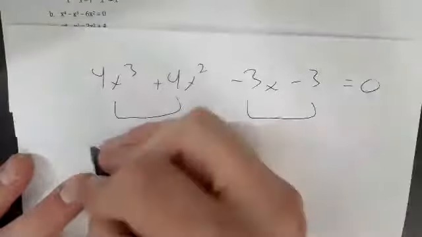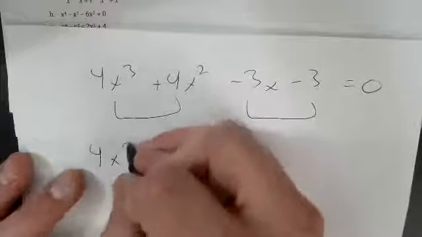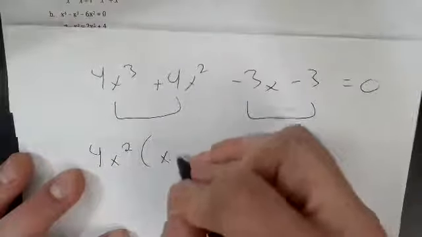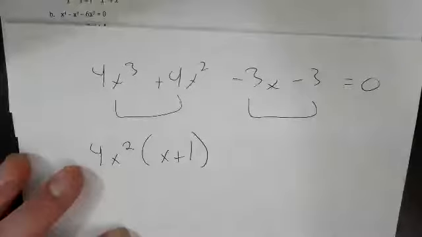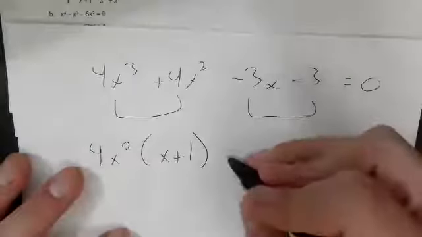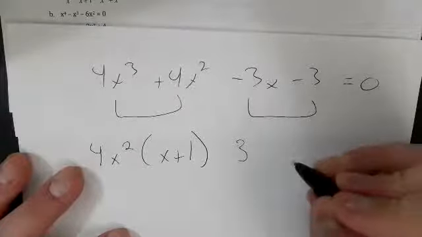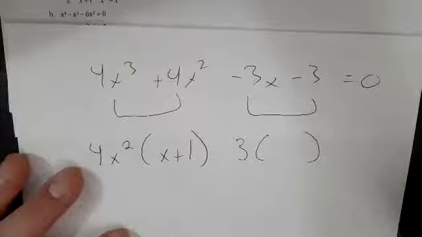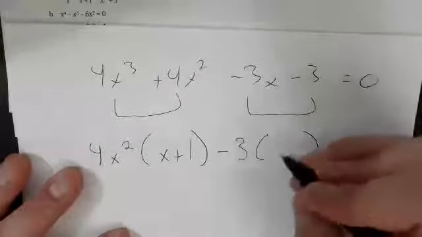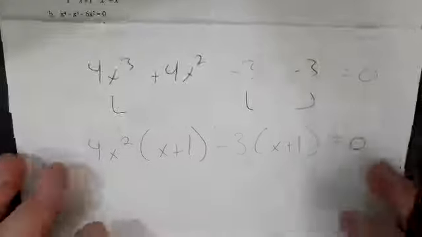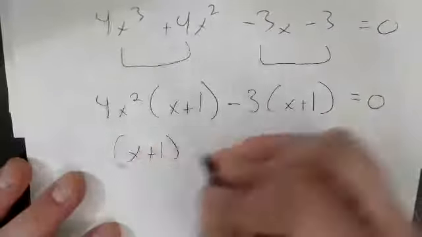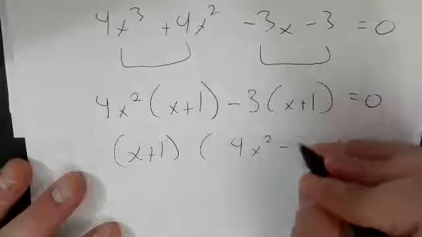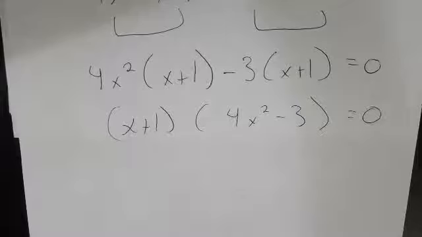And if we want to look here, we want to see what's in common. I believe they have a 4 and an x squared. If I pull out a 4x squared, I believe it's going to be with an x plus 1. Here, I believe I'm going to pull out a 3. And then what else do I want to pull out? A negative. Definitely a negative, so that this ends up x plus 1. And if I do it like this, I can factor out x plus 1 and my 4x squared minus 3.